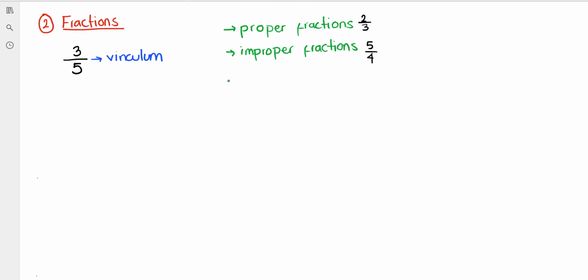And then the third type is a mixed number. And a mixed number will be something like 1 1/4. So it's when we have a whole number plus its fraction. Wonderful.